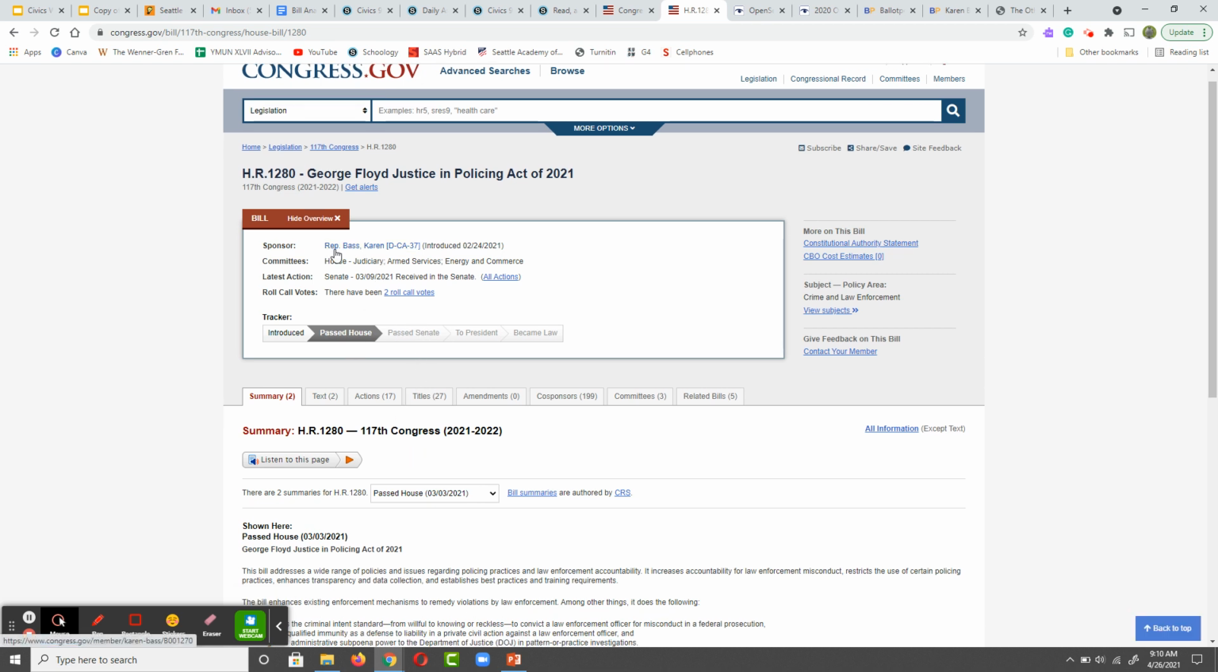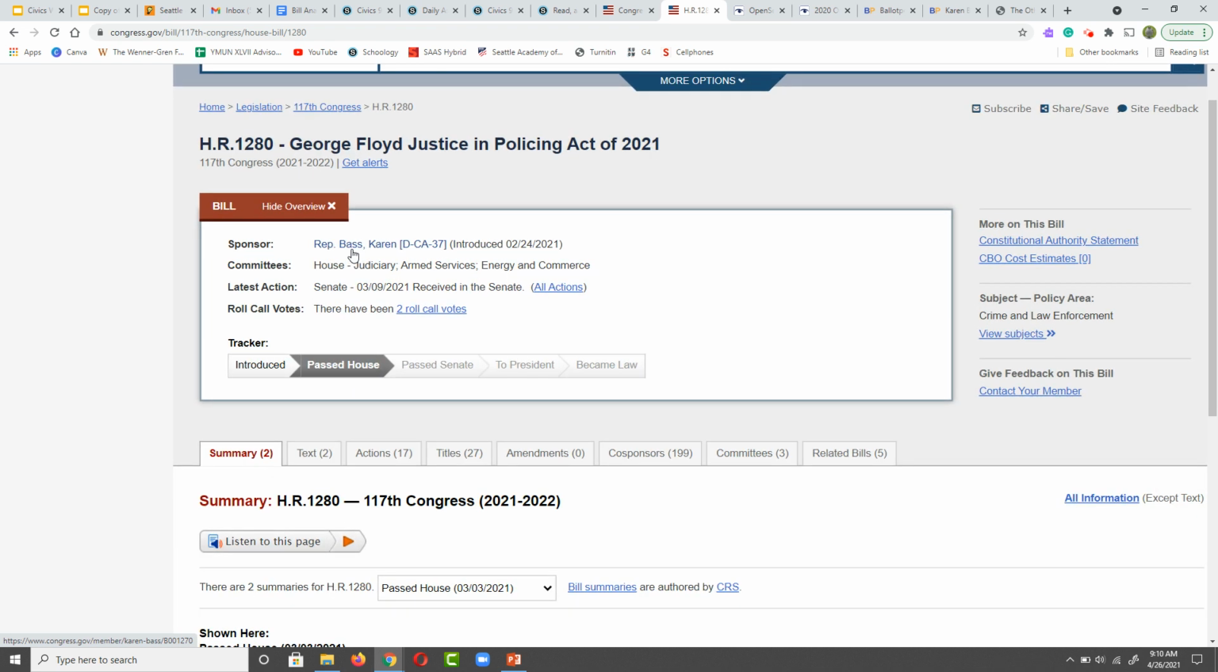What else do we know? This is our sponsor, Representative Karen Bass from the 37th District of California. And the D indicates that she is a Democrat.